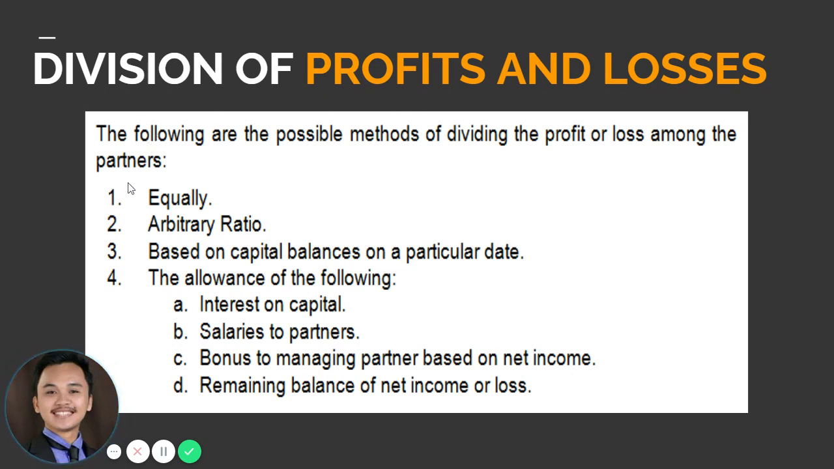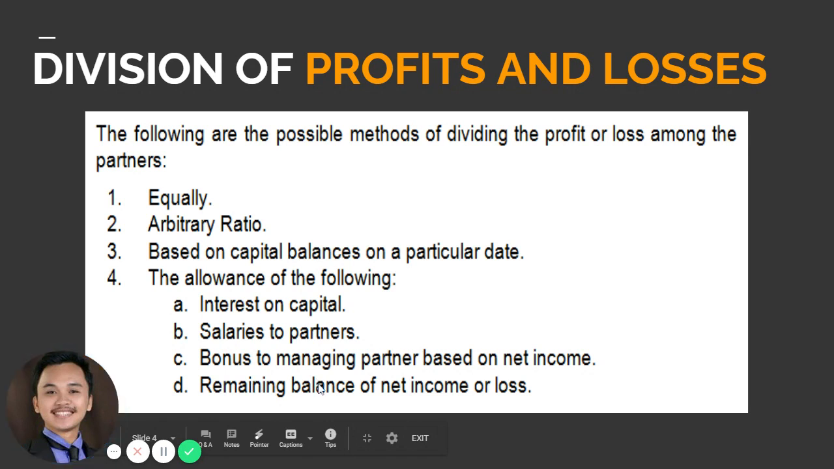So again, the first option as to how we are going to distribute the profit or loss is based on agreement, and that particular agreement can be on this particular method. So they could agree to divide profit and losses equally, or based on an arbitrary ratio, or based on capital balance on a particular date, and they could also agree to provide allowances of the following. So they could also provide interest on capital, salaries to partners, bonus to managing partner based on net income, and the remaining balance of net income.